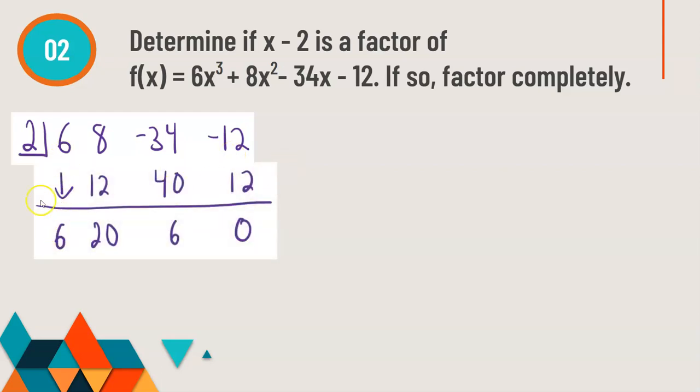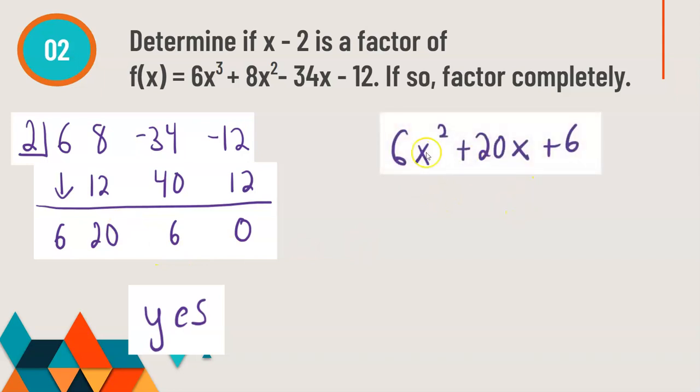So bring down the 6 and multiply, get 12. Add 8 and 12 and get 20. Multiply and get 40. Add with negative 34 and get 6, and then 6 times 2 is 12, negative 12, and positive 12 is 0. So again, because I got a remainder of 0, I can say that x minus 2 is a factor of this polynomial. Since it is, I'm going to take my answer and try to factor that.